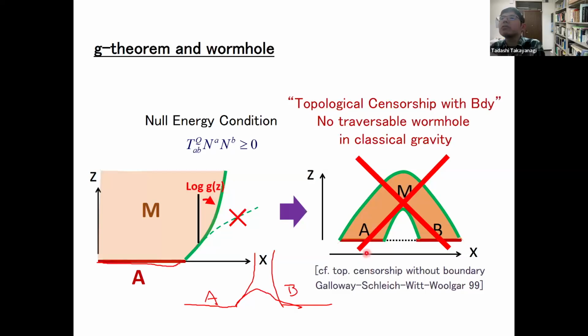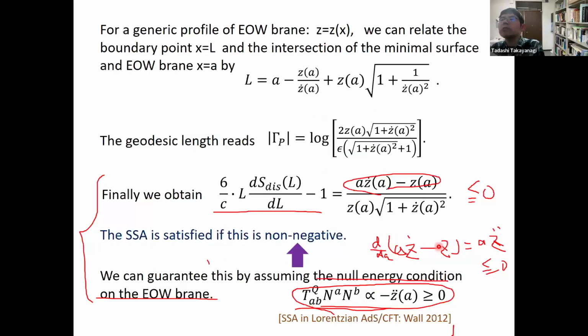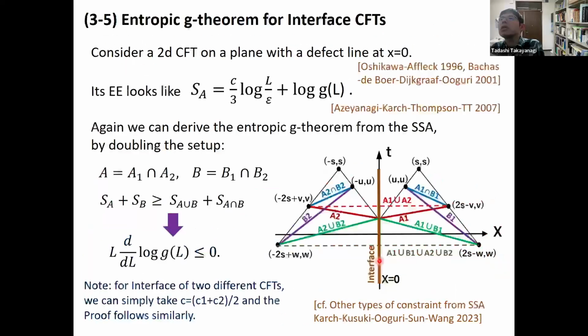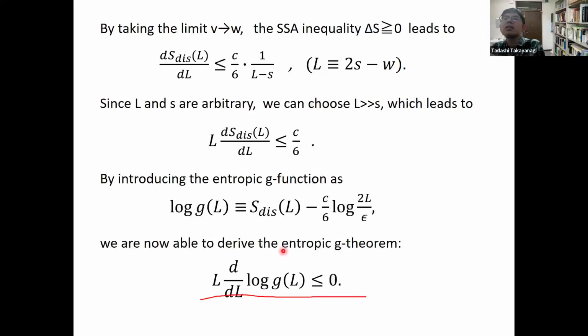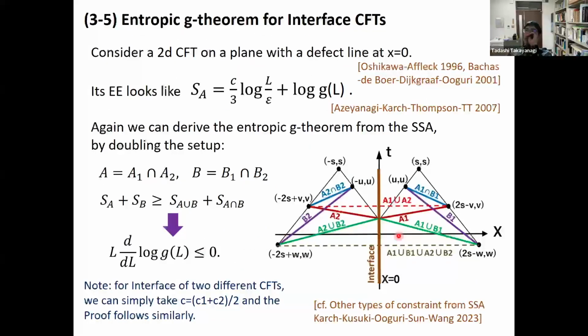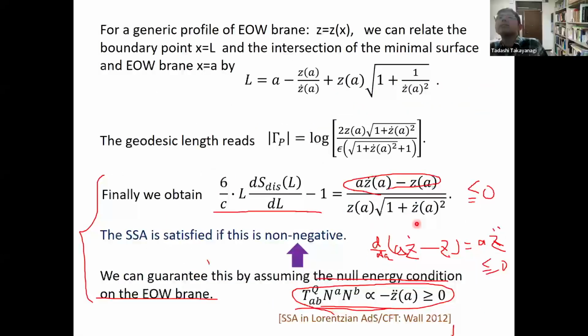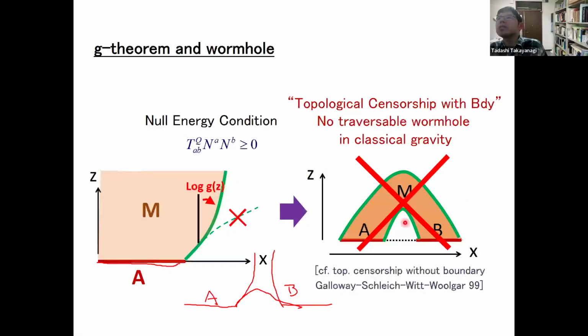traversable wormhole. But moreover, as I mentioned, we have now proved the entropic G-theorem, which is much stronger, because we don't need any classical gravity. So we expect that no traversable wormhole is also true in the quantum gravity limit. That is suggested by this formula. And more generally this is called topological censorship. So this means that we have topological censorship in the presence of a boundary or end of the world. Okay.